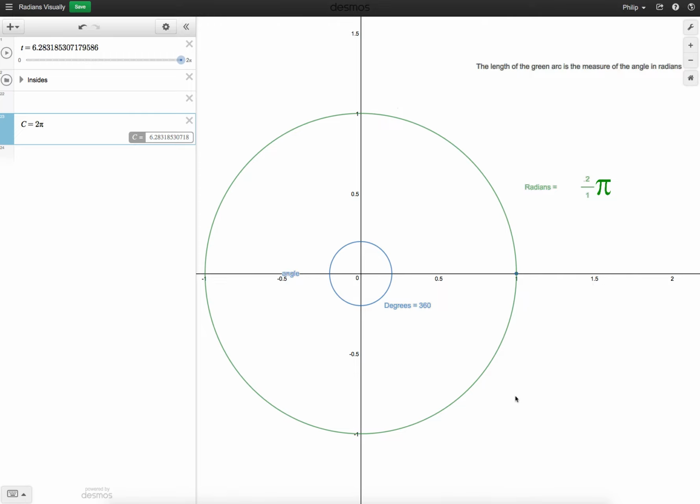All right, so in the next video, we'll come back and we're going to see some examples on converting from radians to degrees and vice versa.